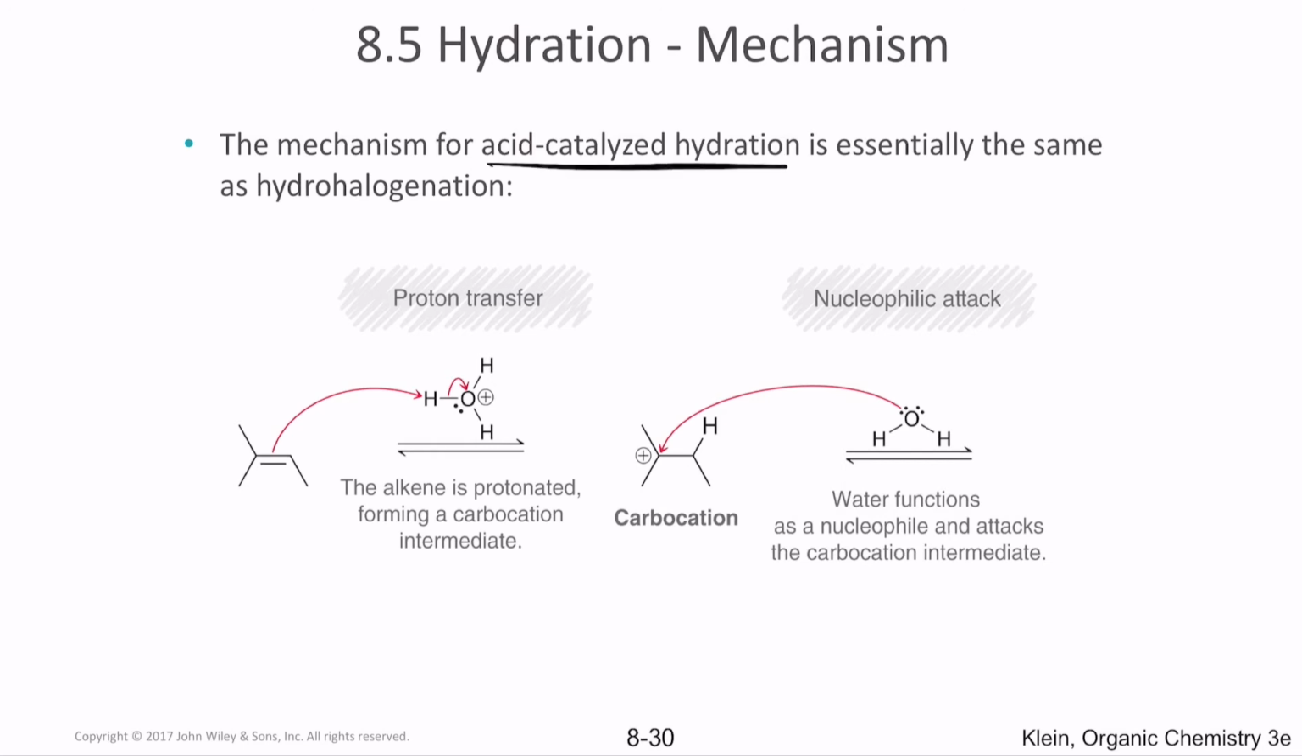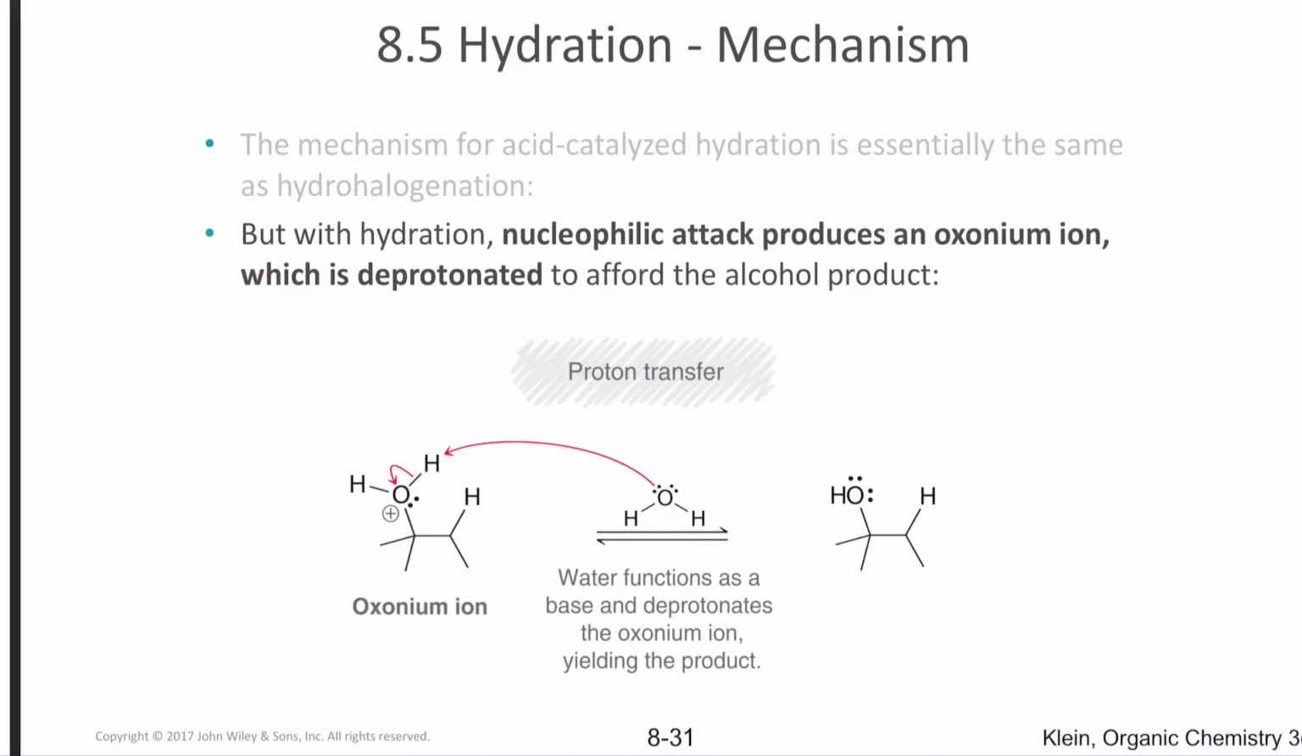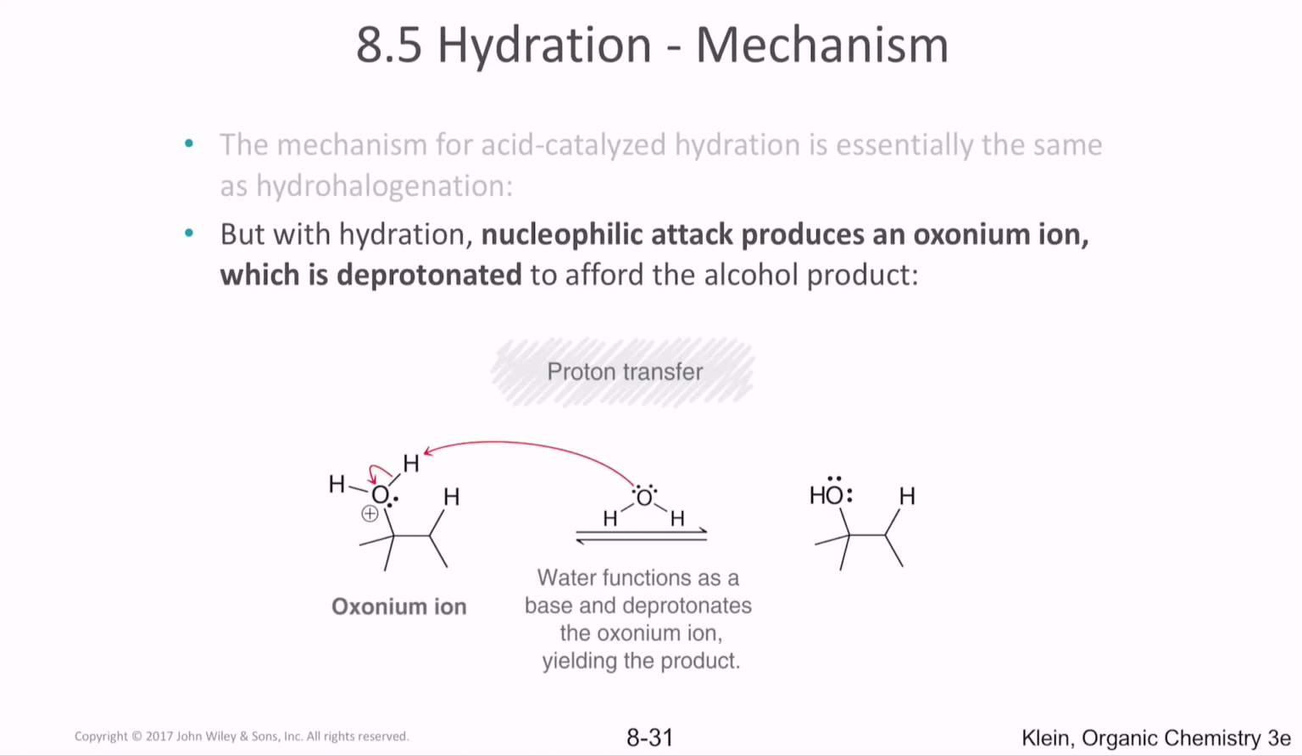Now, the mechanism of this acid-catalyzed hydration again involves, first, proton transfer, where the double bond attacks the proton and attaches it to the less substituted carbon, creating a carbocation. The carbocation then gets attacked by the water molecule in a nucleophilic attack. Finally, after rearrangement, it creates the hydration product.